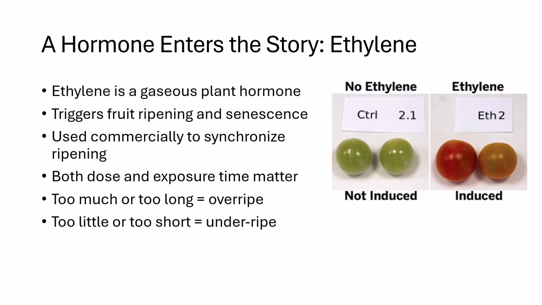Ethylene is unique because it's a gas, and it plays a major role in fruit ripening and senescence. In agriculture, it's used intentionally to synchronize ripening after harvest. Just like with auxin and gibberellin in earlier activities, both the amount of hormone and the length of exposure matter. Too long, and the fruit can become overripe. Too short, and the fruit stay green. This is the core of Carlos's problem.